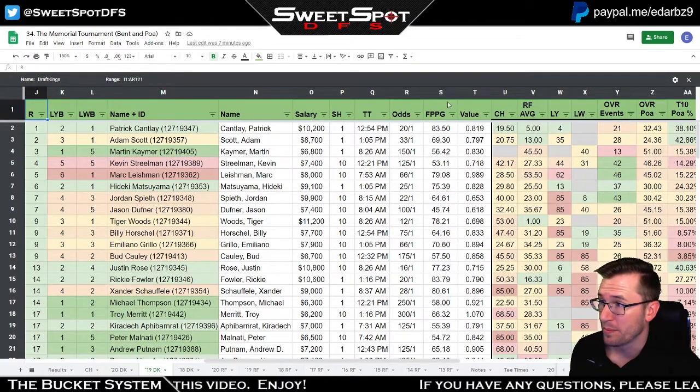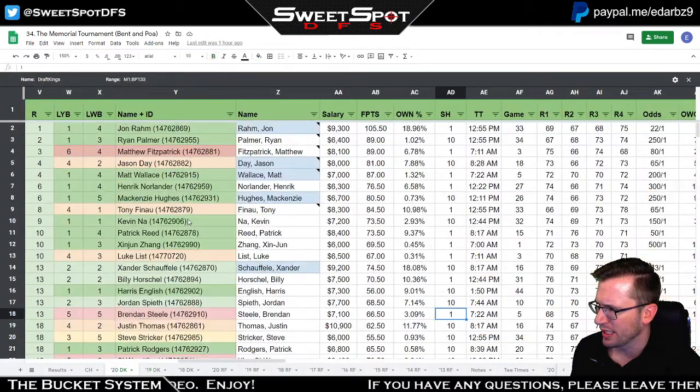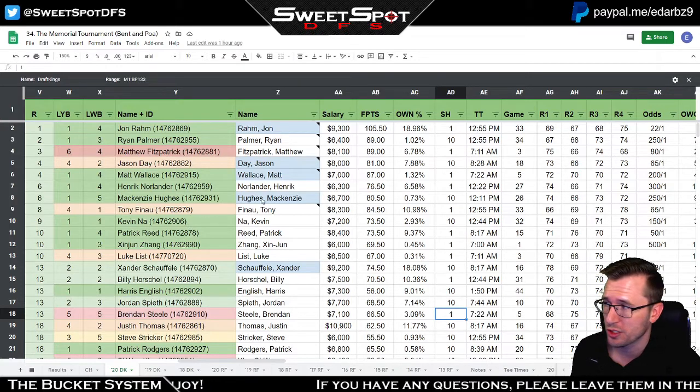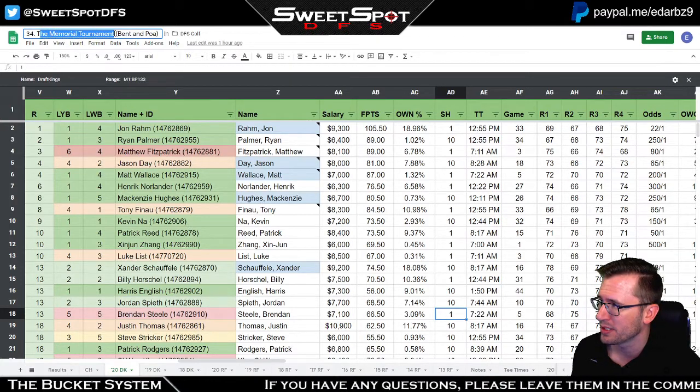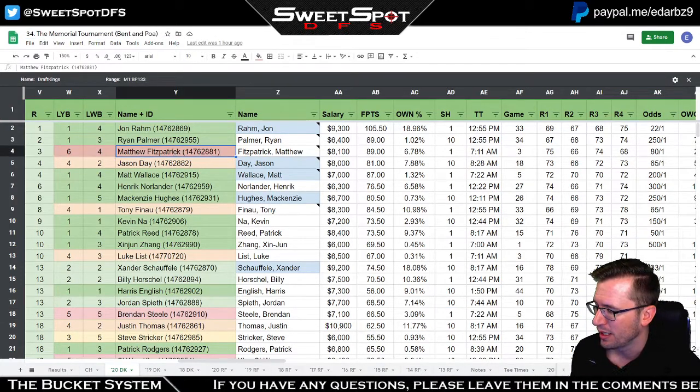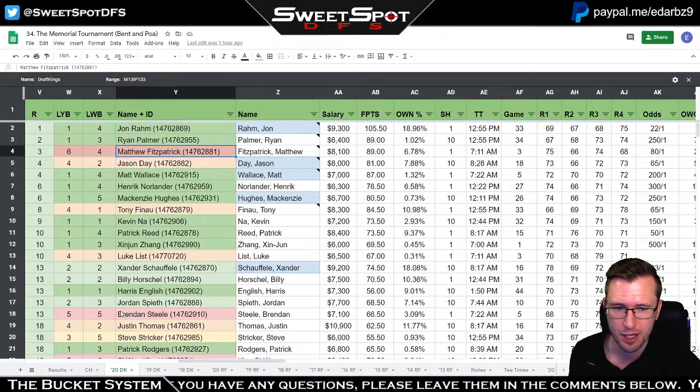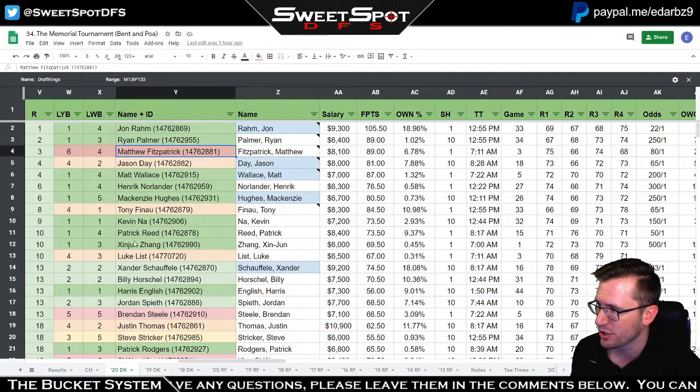If we go to the Memorial Tournament, I actually have it on 2019 for whatever reason, but here's your 2020. So again, you can see the tournaments up here. I forgot to mention that. And down here, you can see the tab that I'm on. So this is the 2020 DK page.